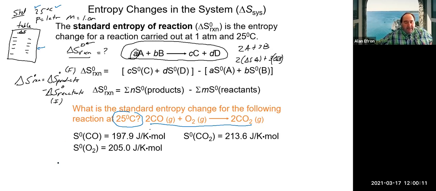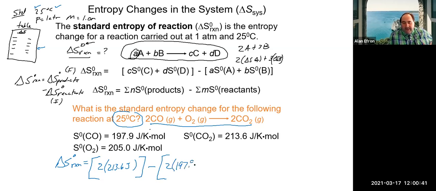To calculate our delta S for this particular reaction, we would do our products minus our reactants. So we'll start on the product side. That is 2 CO2s, so we would take 2 times the value from the table of CO2. That takes care of all the products. We would then subtract from that our reactant side, and we have 2 COs, so 2 times the value of CO, 197.9. And we would then add our other reactant, which is O2. As you can see, unlike delta H, there is a value for O2, and in this case, it is 205 joules.